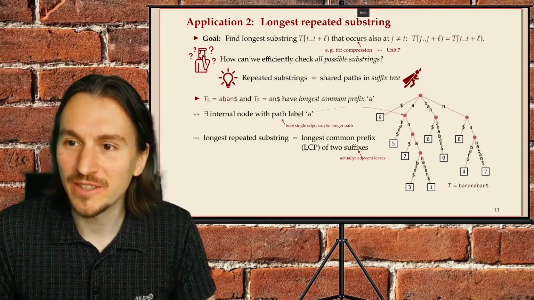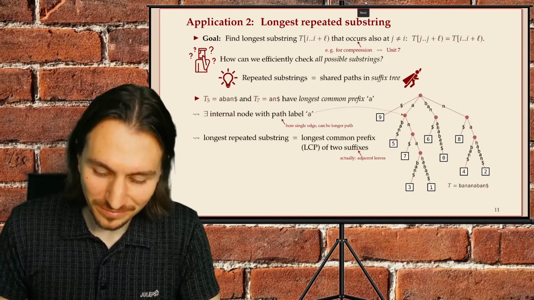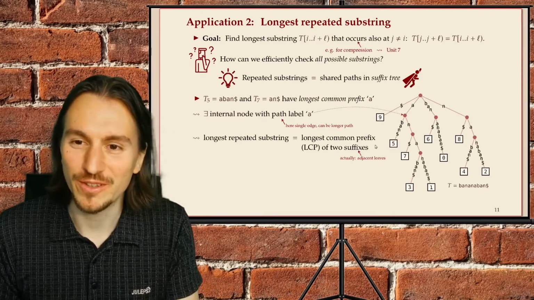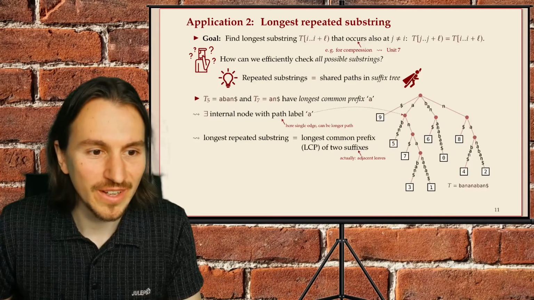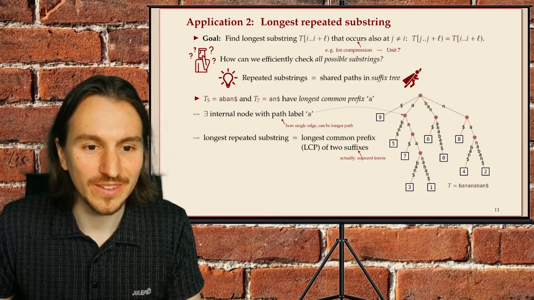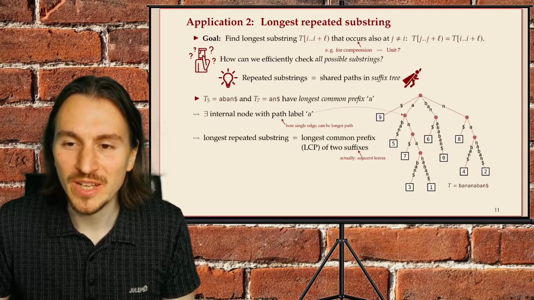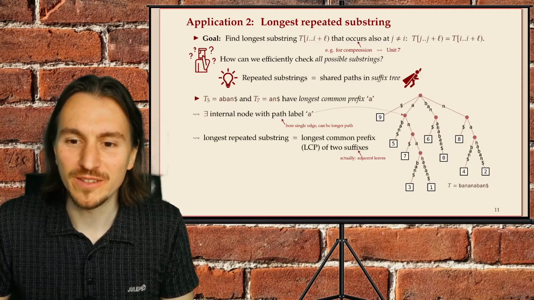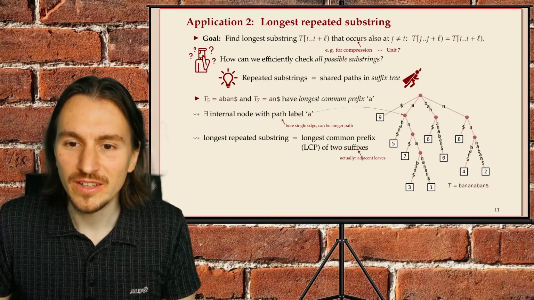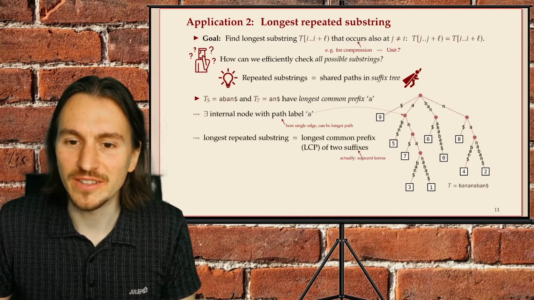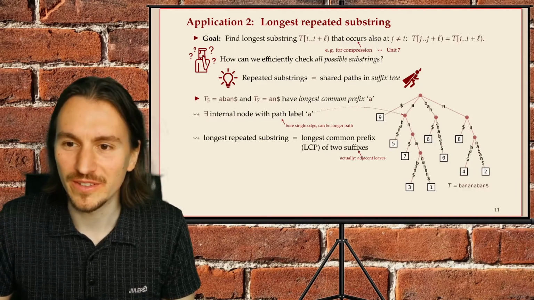And that means we can exploit this fact. If you look at the tree a little closer, then indeed the connection can be made more explicit. The longest common prefix between two suffixes is exactly this lowest common ancestor.